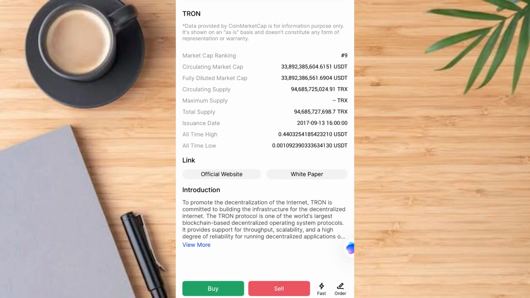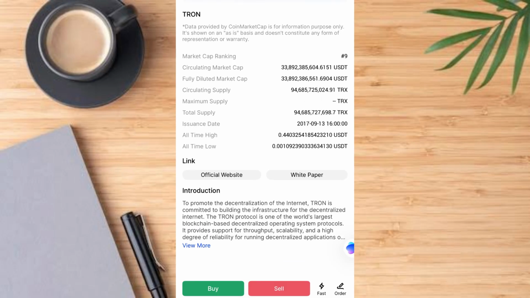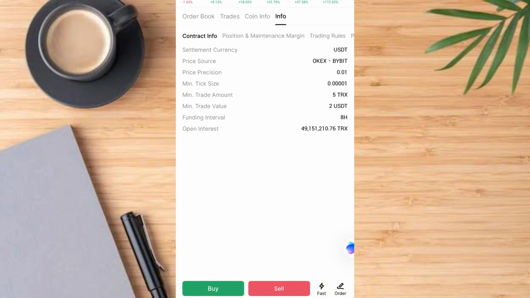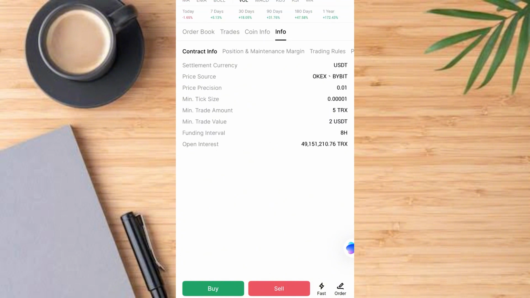Then from here you can access the official website, and you can as well from here access the white paper of this project. This is a very good one. Then let's go and see the information. We'll tap on the information. You're going to have a few pieces of information about this project. The first one is this.